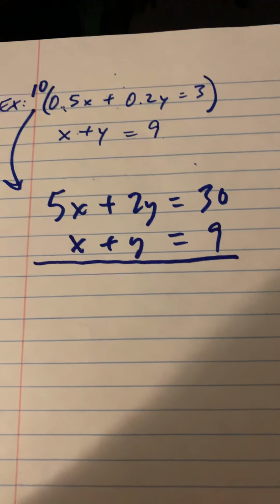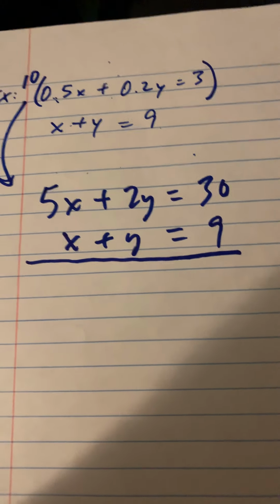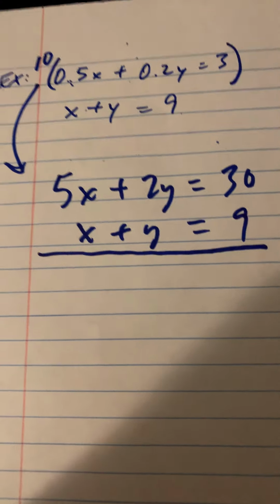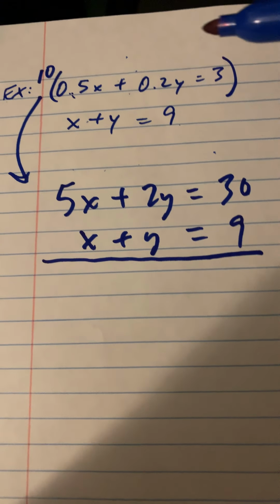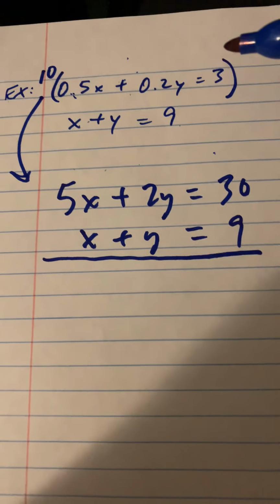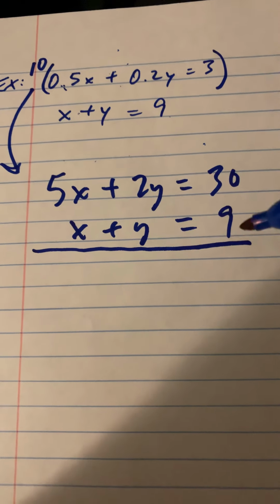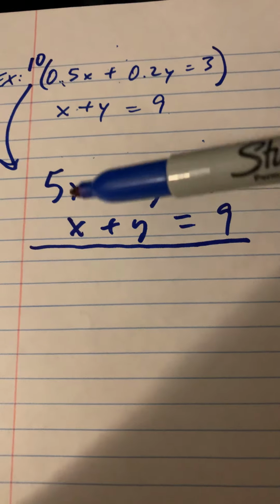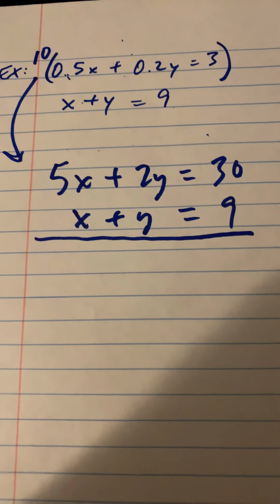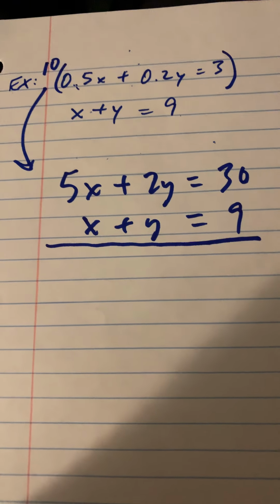All right, my personal favorite way is just the addition method. To me that's the easiest way. So think with me here. What could we do to this bottom equation so that when we add these together, it causes one of the variables to cancel out?